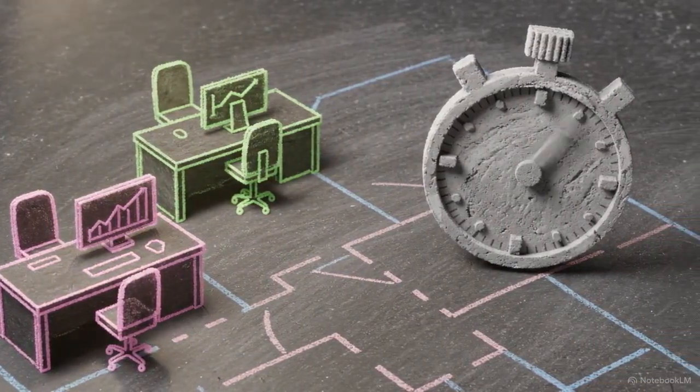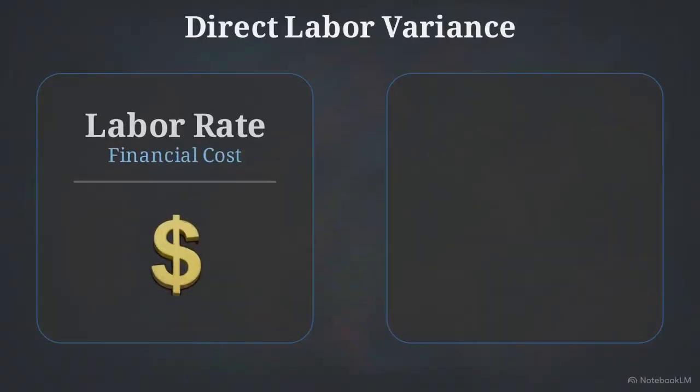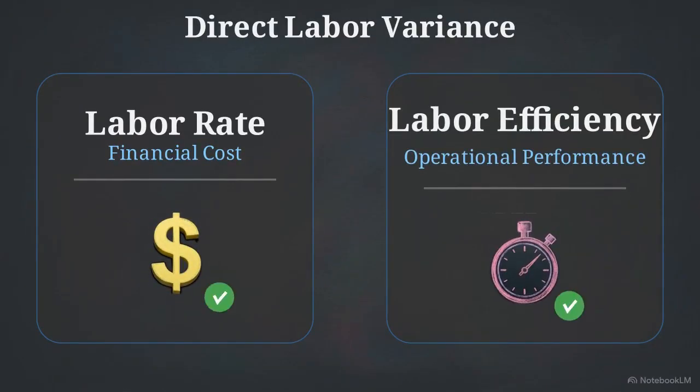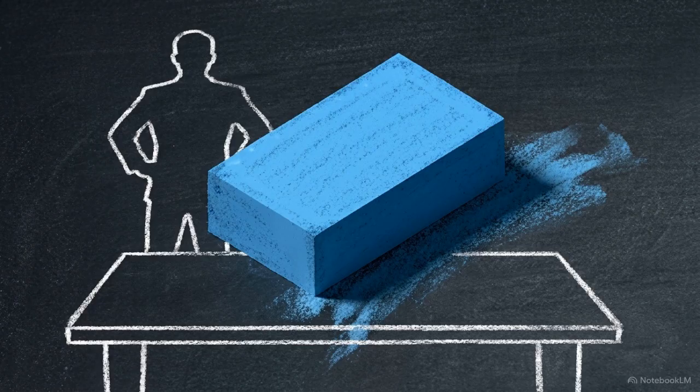Because human time is the primary product being sold, minor deviations in hourly wages or task completion times compound rapidly across an entire firm. Mastering the distinction between how much you pay your people and how efficiently they use their time is the foundation of financial control in the service sector.